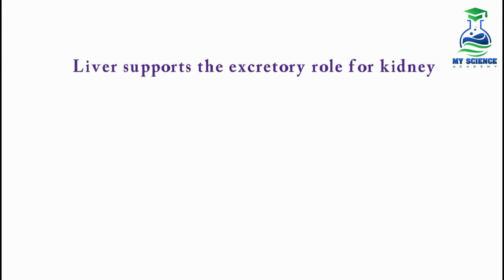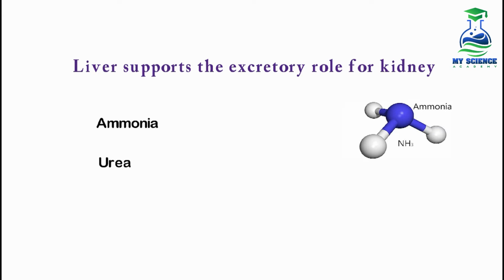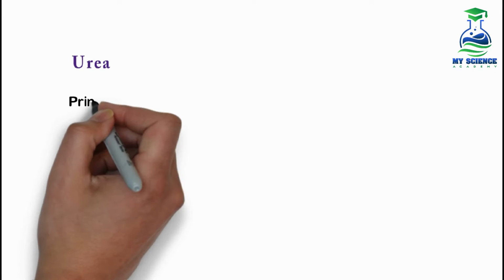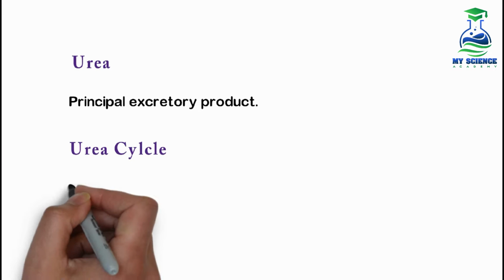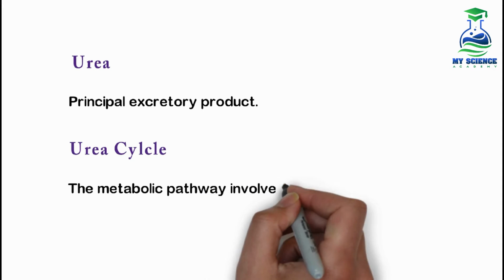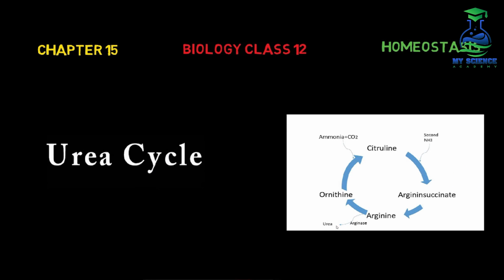Liver supports the excretory role of kidney by detoxifying many chemical poisons and production of ammonia, urea, and uric acid from the nitrogen of amino acids. Among these, urea is the principal excretory product that is produced in the liver through the urea cycle, that is, the metabolic pathway involved in the production of urea. Let us understand this urea cycle step by step.